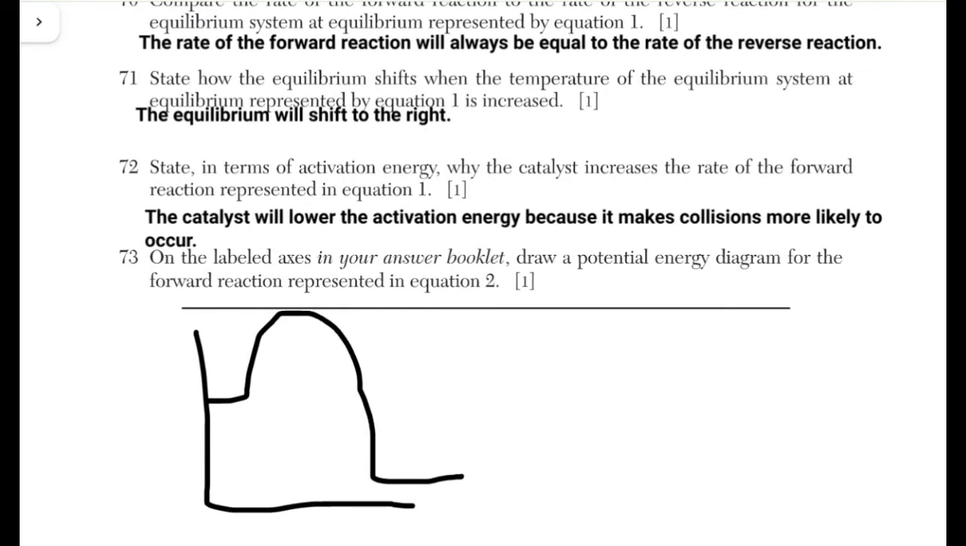In equation 2, heat is released as a product, so it is an exothermic reaction. An exothermic reaction shows a line and then a curve, and the curve continues down past the original line into another straight line.